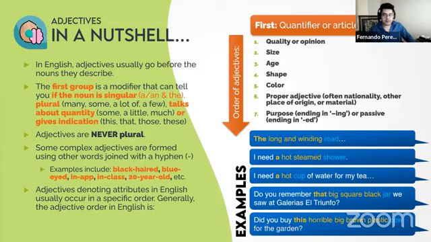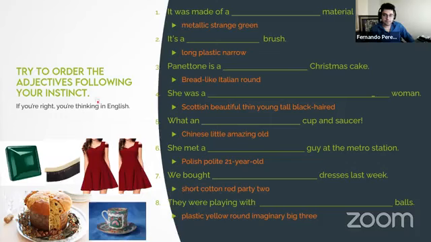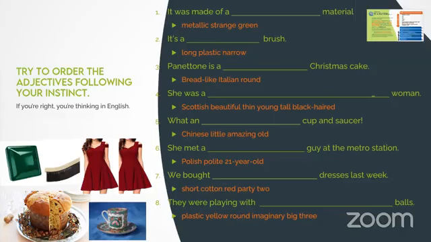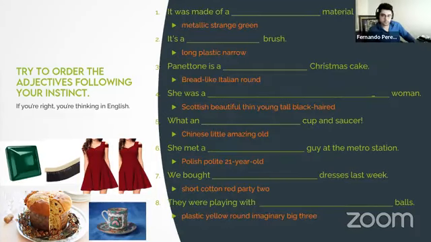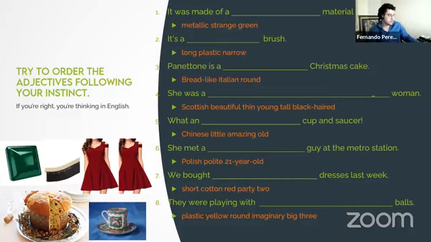Okay, so let's practice. We have this exercise. We are going to check. On the bottom, you have the adjectives, and you need to tell me the correct order of them. Let's begin with number 1. Brian, let's begin with you. Number 1: It was made of a strange green metallic material. Can you repeat strange? Strange green metallic. You are totally correct. Good job.